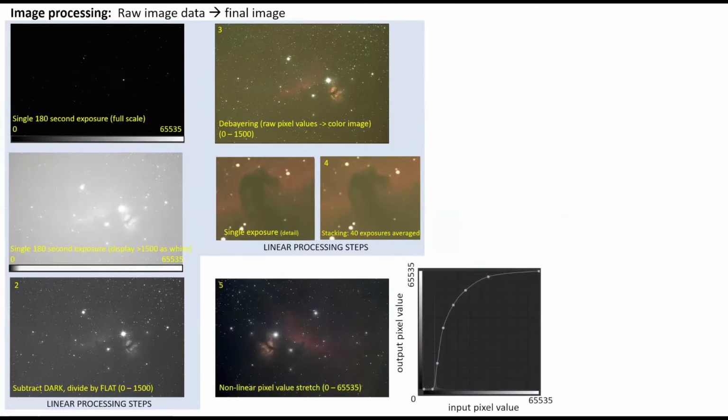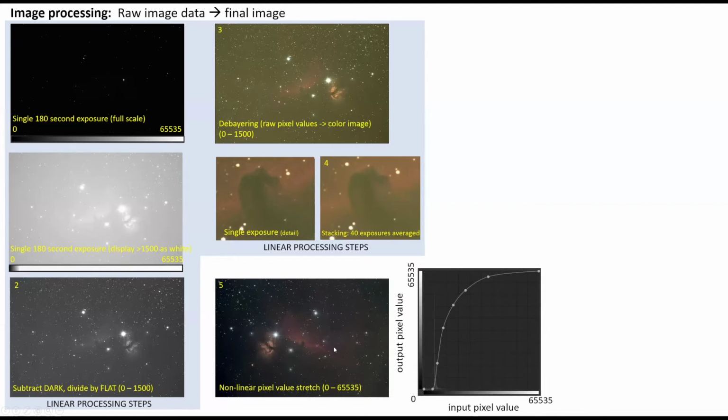You then proceed to the nonlinear processing steps. The first step is where you do a nonlinear pixel stretch, basically using a nonlinear function to reassign intensity values to the pixels. And I give an example of such a function.